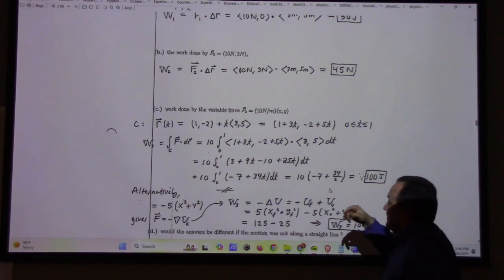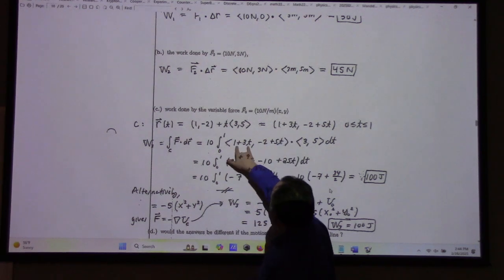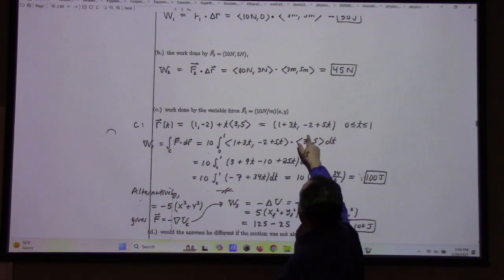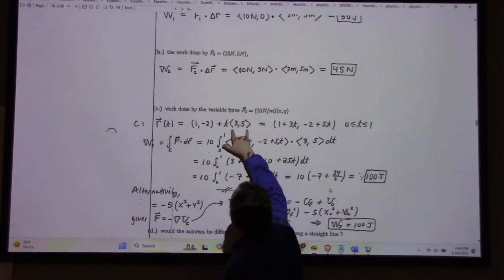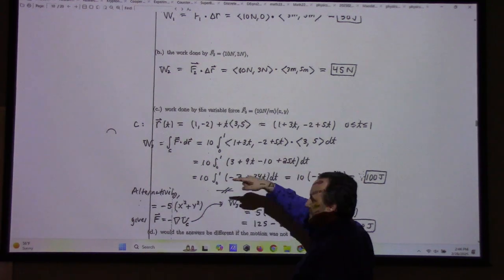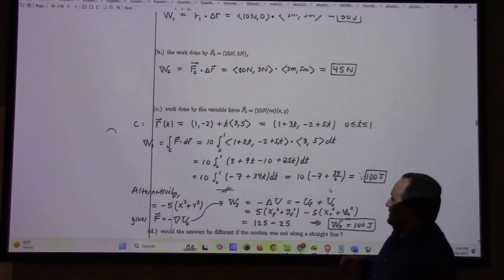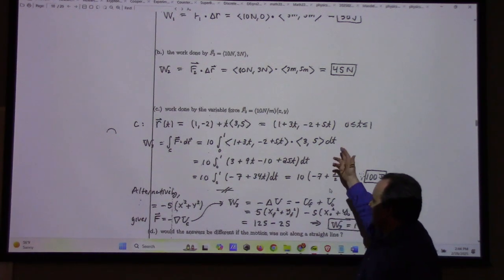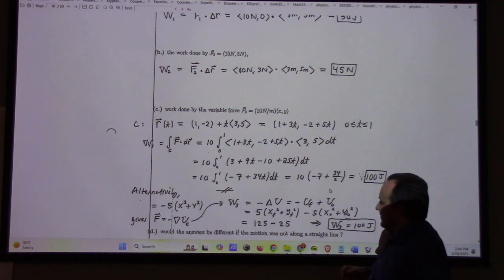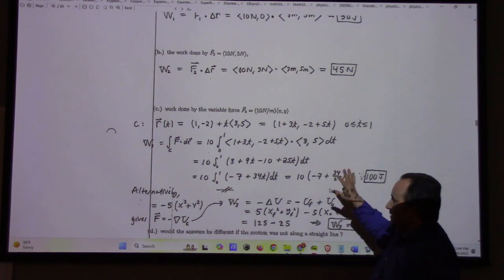And so we put in this for x, that for y. We take the dot product with the velocity of this, which is (3, 5). It's just like the one we wrote on the board. It's that kind of parameterization. And it works out to 100 joules, apparently. That's one way you could do it.